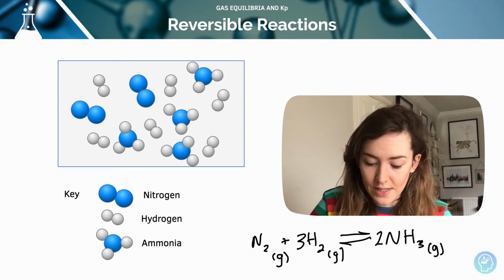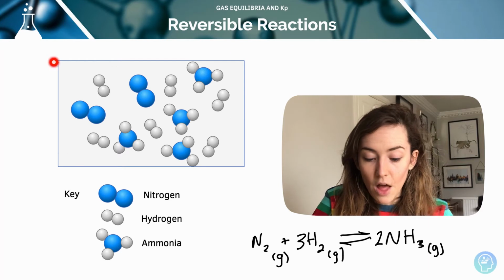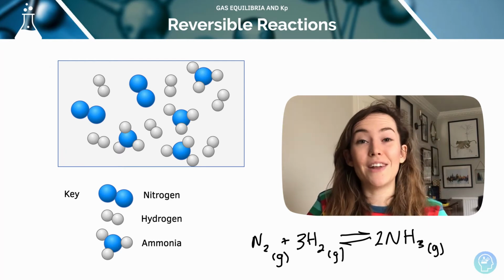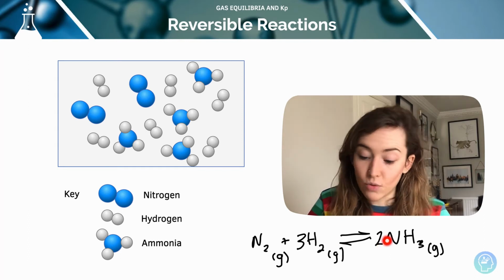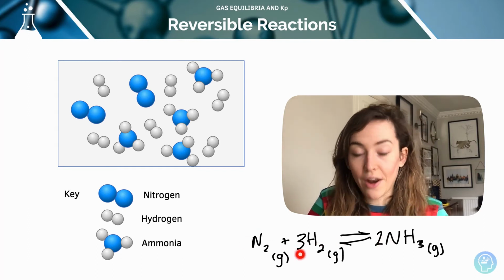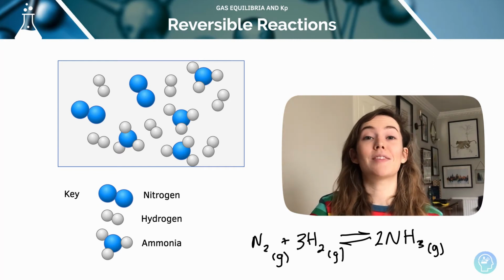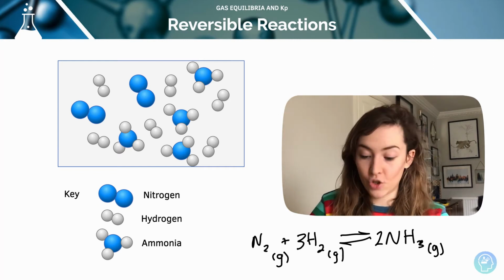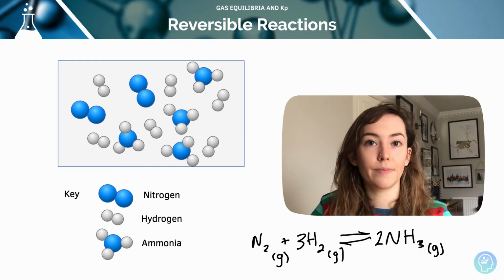Now this is a closed system, and you can see from this box around the outside, it's telling me that no products or reactants can enter or leave. So this system is constantly making ammonia and then reversing back to making nitrogen and hydrogen on a constant basis. The forward and backwards reactions are happening at the same rate. And this is used because we might want to use ammonia for fertilizer and other products.